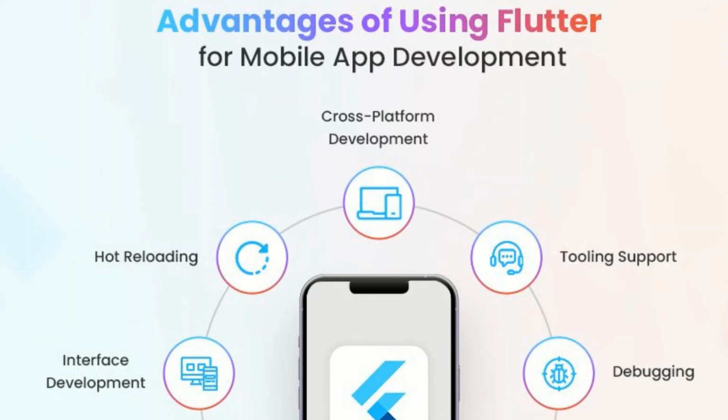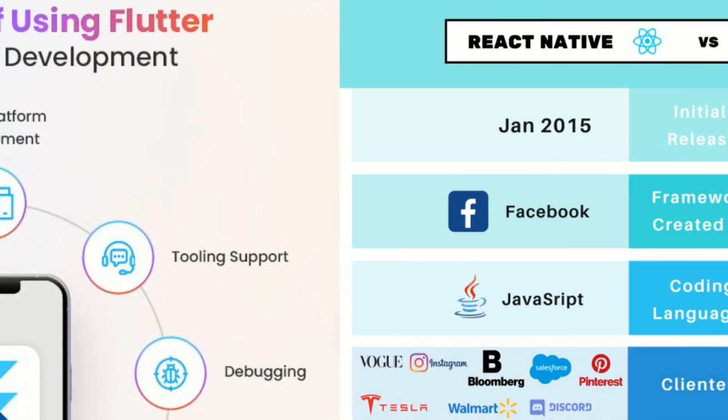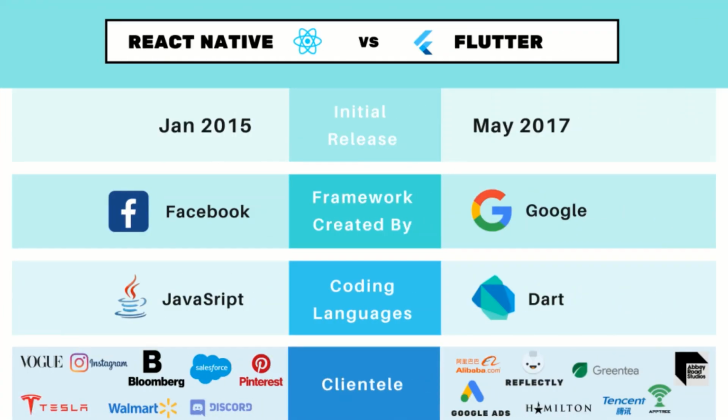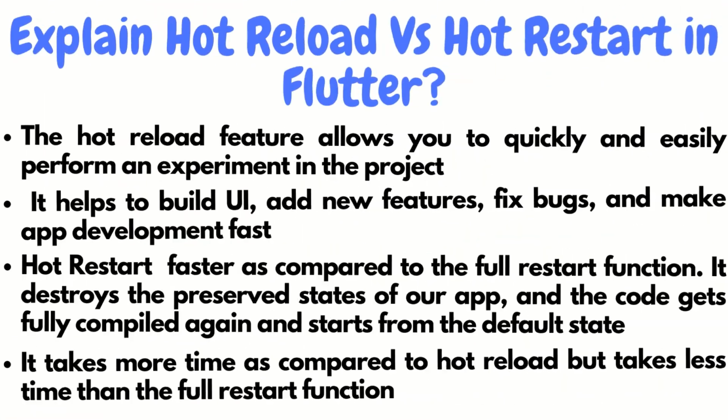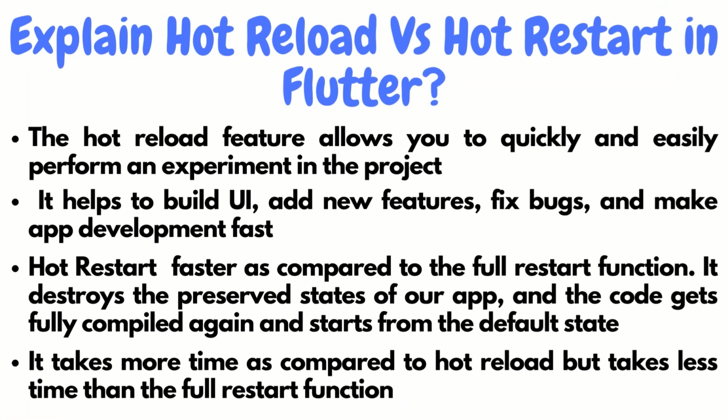These are some of the advantages of using Flutter. It has cross-platform development, tooling and support. It has many debugging facilities, and also hot reloading and interface development. And when we compare, these are some of the differences between React Native and Flutter. React Native was developed by Facebook, and Flutter was developed by Google. The languages are JavaScript and Dart. These are some of the companies that use React Native and Flutter.